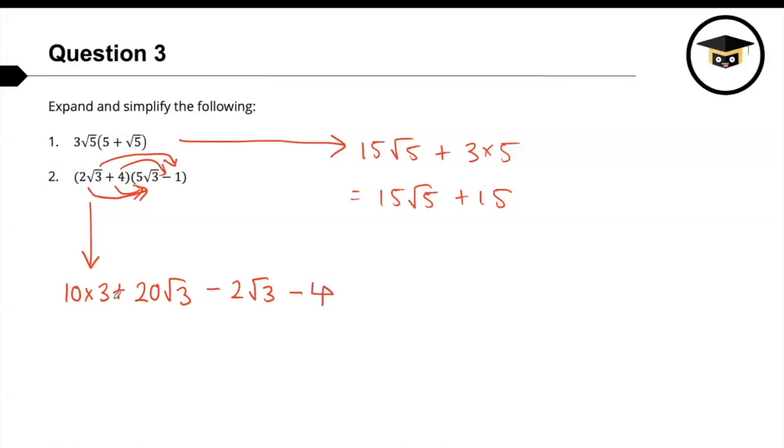So 3 times 10 is 30. 30 minus 4 is 26. And then 20 root 3 minus 2 root 3 is going to be 18 root 3. And that is our final answer for question 3 part 2.